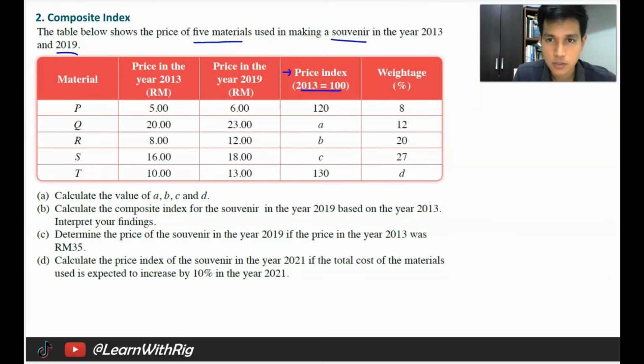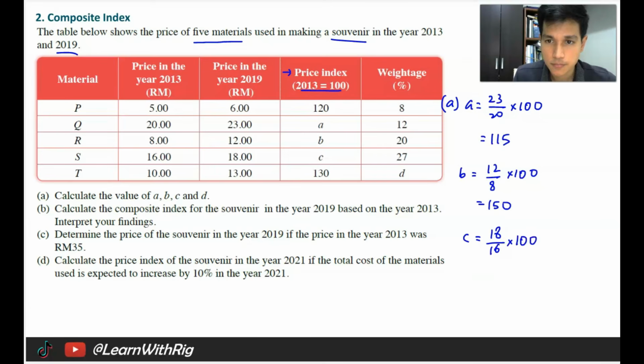So you're going to use the price index formula. So question A, the A value would be 23 divided by 20 times 100. So your answer is 115. And then the B value is 12 divided by 8 times 100. Your answer should be 150. And then C value is 18 over 16 times 100.